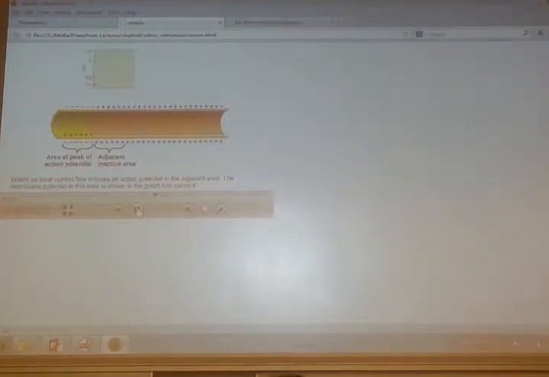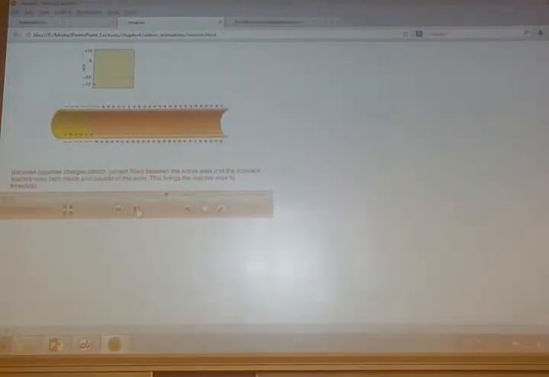The membrane potential in this area is shown in the graph just above it. Because opposite charges attract, current flows between the active area and the adjacent inactive area both inside and outside of the axon. This brings the inactive area to threshold. At threshold, sodium rushes into the cell, triggering an action potential in the previously inactive area. At the same time, the original active area returns to resting potential because of potassium efflux.